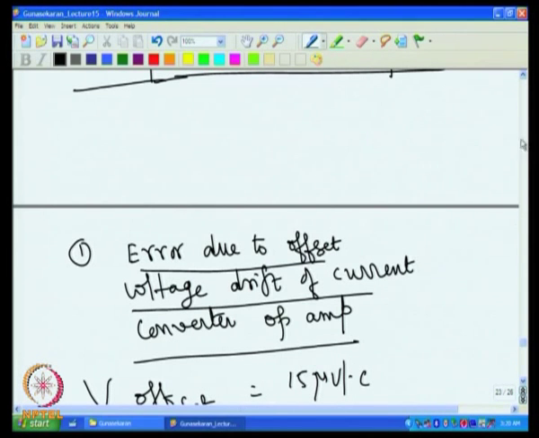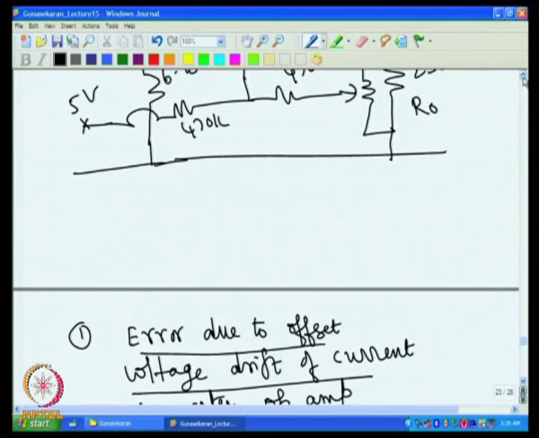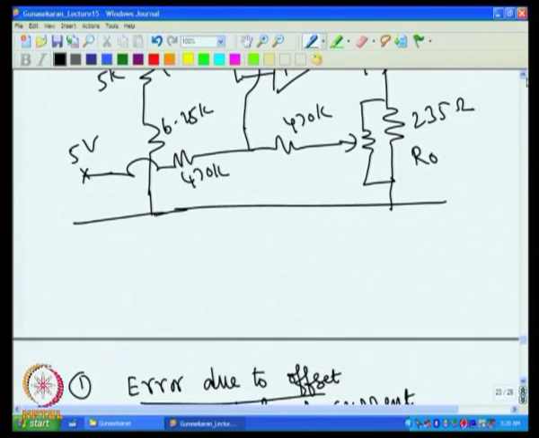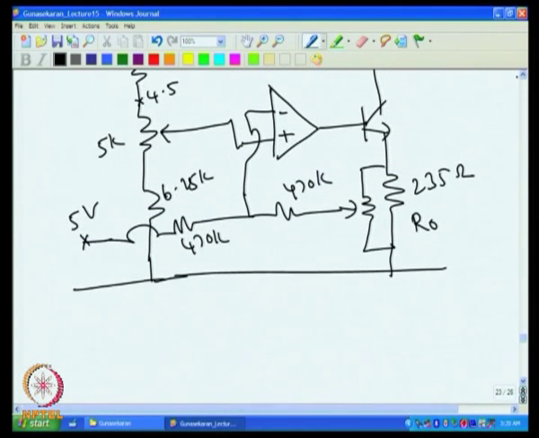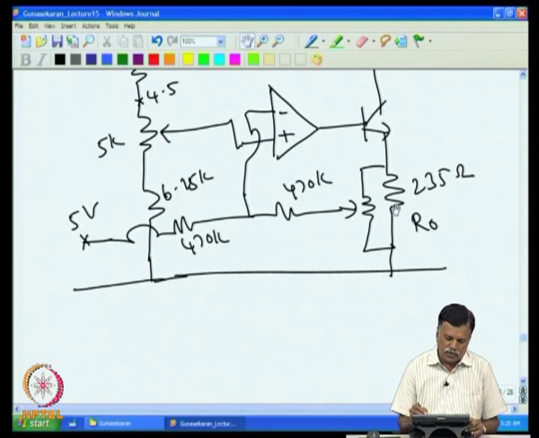Now, let us pick up one more error, because we have now seen the offset voltage drift. This produces 3 millivolt change here, and 3 millivolt change will correspondingly produce 12 microampere current change through this. Next, let us find out what is the error due to the resistance drift.